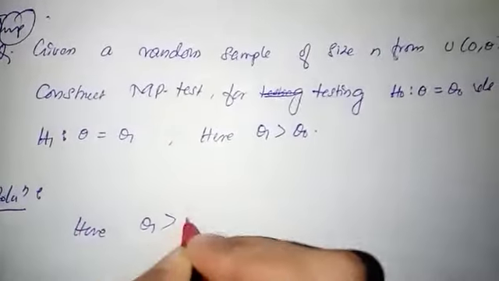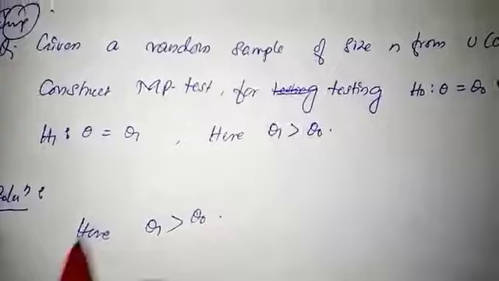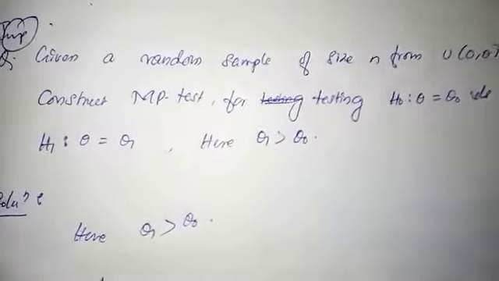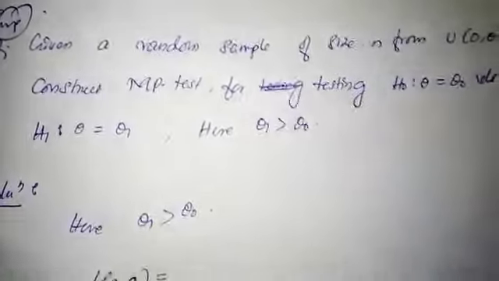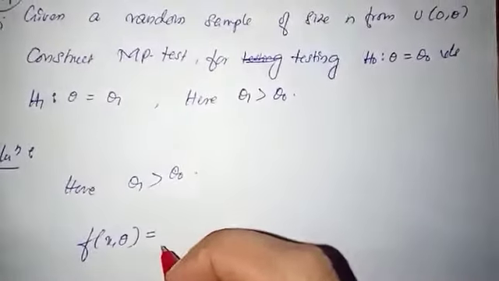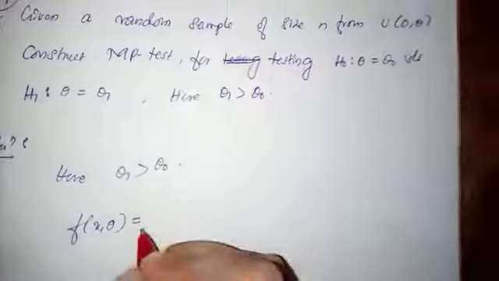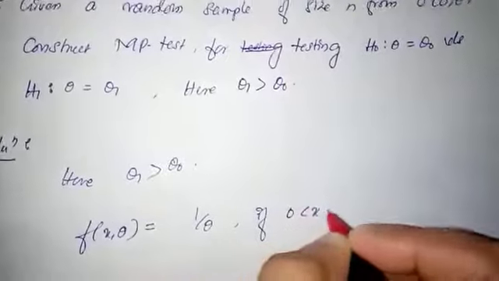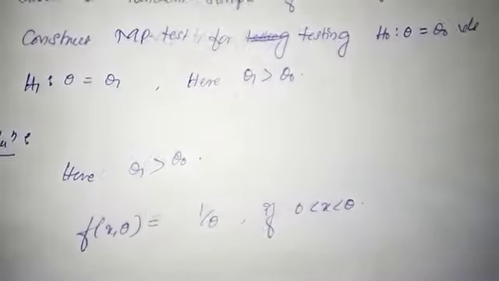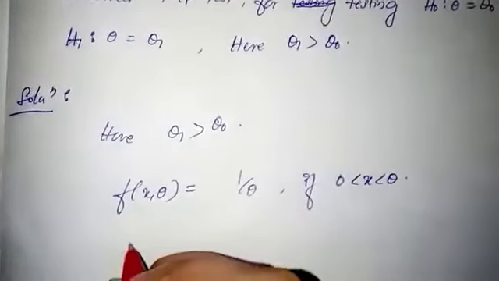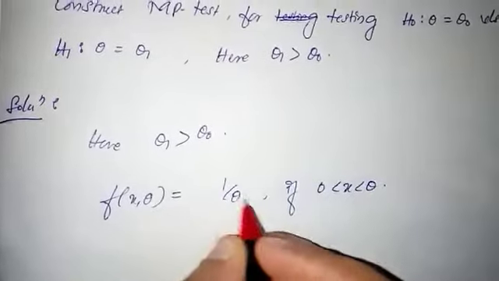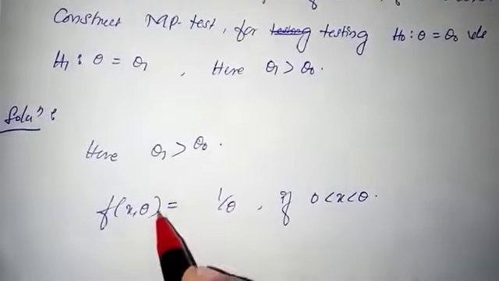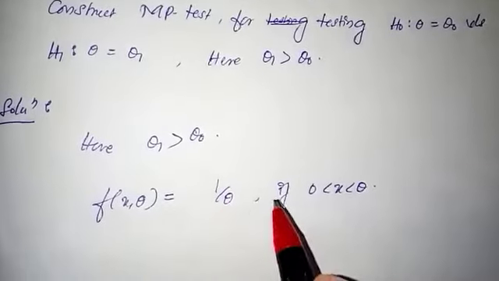Here it's given that theta 1 is greater than theta naught, right? And what is the f of x, theta? It is the density of the uniform 0, theta distribution. It is 1 by theta, right, if 0 less than x less than theta. So under H naught, f of x, theta naught equals 1 by theta naught, right? Under H1, f of x, theta 1 equals 1 by theta 1, right?